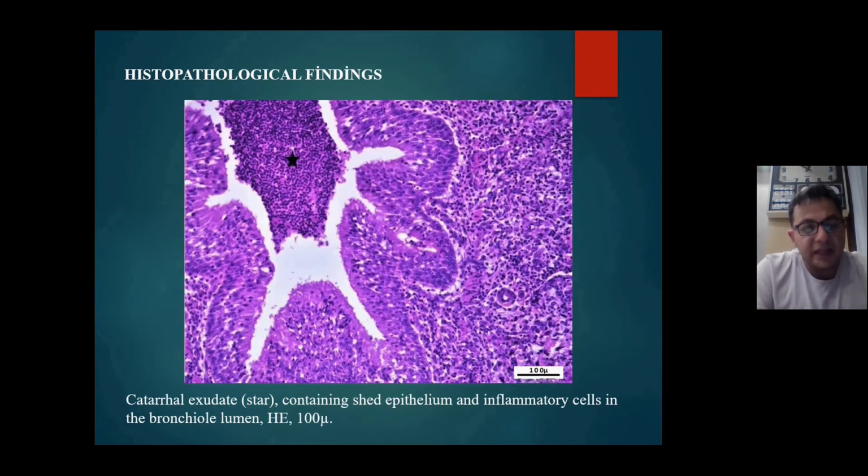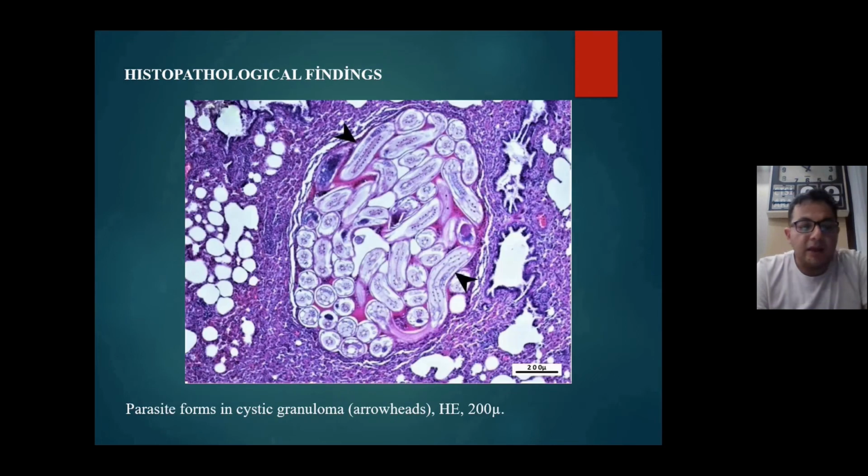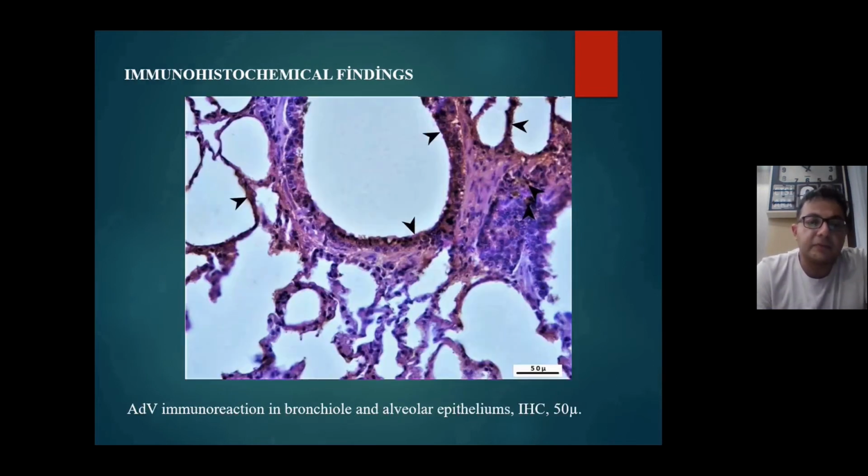Histopathological findings: catarrhal exudate stars containing desquamated epithelium and inflammatory cells in the bronchial lumen. As it appears on the screen, verminous pneumonia, parasite forms in cystic granuloma arrowheads. As it appears on the screen, immunohistochemical findings: adenovirus immunoreaction in bronchial and alveolar epitheliums.